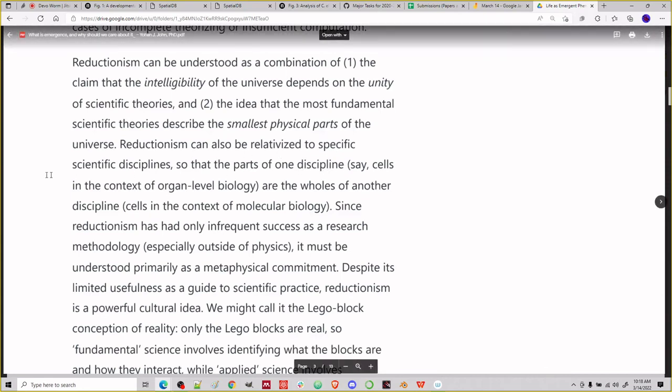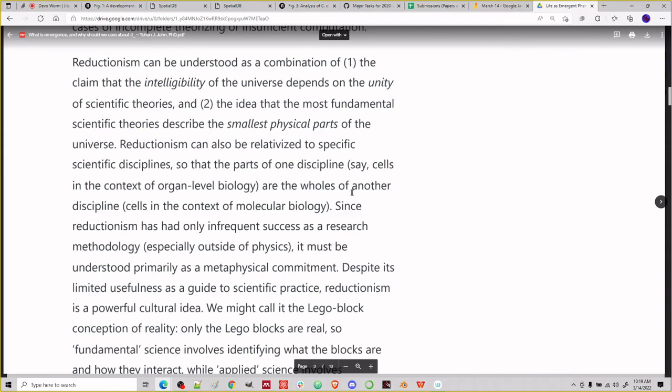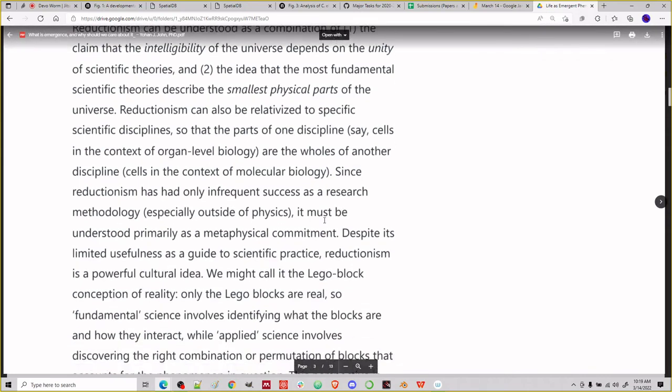So the parts of one discipline, say cells in the context of organ-level biology, are the wholes of another discipline, cells in the context of molecular biology. So parts can be wholes, and that's another thing to consider, depending on your perspective. If you're a molecular biologist, the cell is a whole. If you're an organismal biologist, the cells are parts of a larger whole. So your perspective changes your interest in what's emerging. You might be interested in the emergence of proteins, and as a cell biologist, that's something emergent to you. But you don't see the cell as being part of an emergent system, whereas an organismal level biologist would.